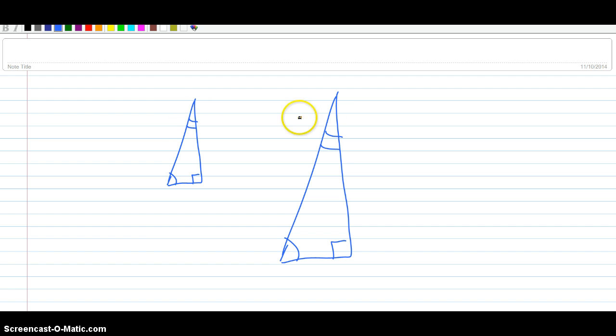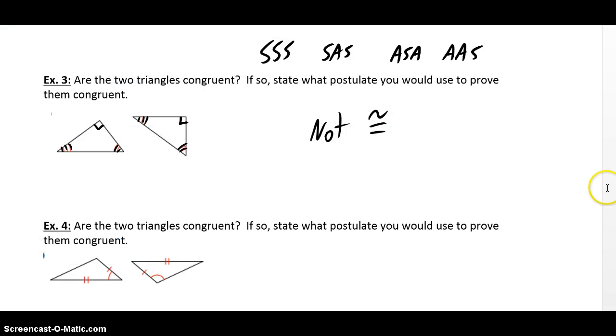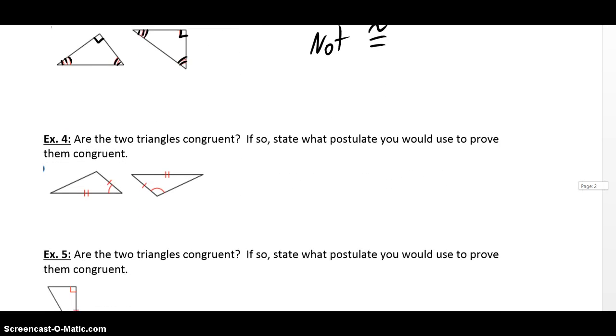If I were to superimpose, these two angles are the same, and these two angles are the same. But notice the side lengths are different, okay? So just having three angles doesn't do it. You have to at least have a side to lock it into place.